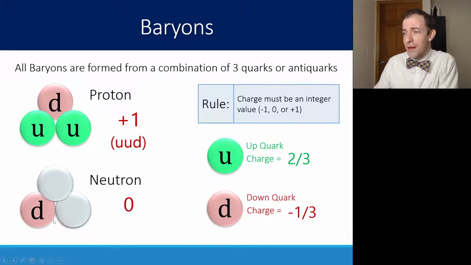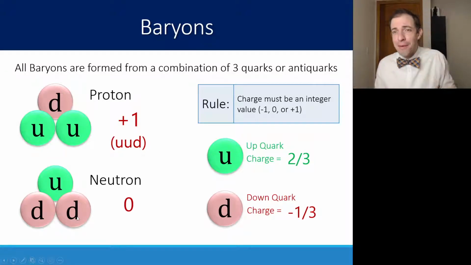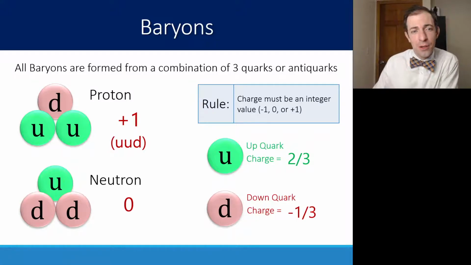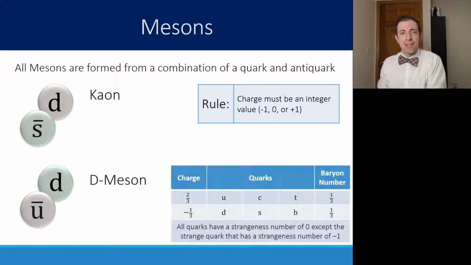Well, here we have a down quark, and an up quark. So 2/3 and then minus 1/3 brings us down to 0 for our neutral neutron. That is a UDD, or up, down, down configuration. So again, these are both baryons because they're made out of 3 quarks. Let's look at some mesons.